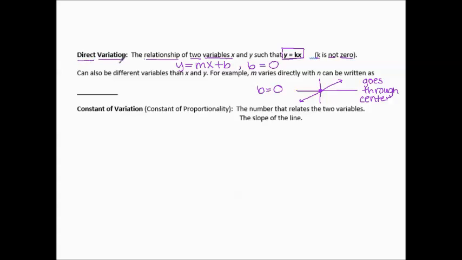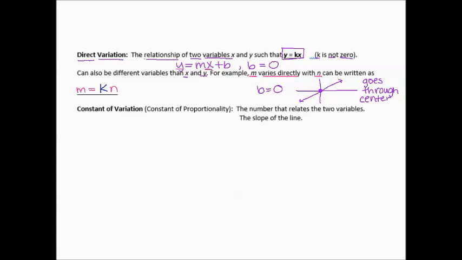Now we talked about a lot of letters here. Sometimes it doesn't have to be x and y that we use, as in y equals mx plus b. We have our y and our x here, which we've really only seen so far. But sometimes with direct variation, we have some other letters. So this example says m varies directly with n, can be written as m is equal to k times n, where m takes the place of y and n takes the place of x. So we can see different letters and different relationships with direct variation, but it's all the same. Direct variation just means it's a line that goes through the center.